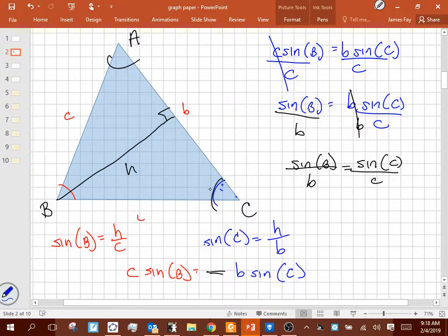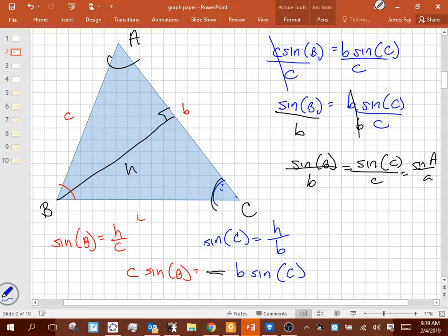So what I'd end up doing is going through this entire process again, and I would end up where I have sine of C over C equals sine of A over A as well. So I've got sine of B over B equals sine of C over C, and then I have sine of C over C equals sine of A over A, and putting those together with the transitive property, I get this extended proportion.